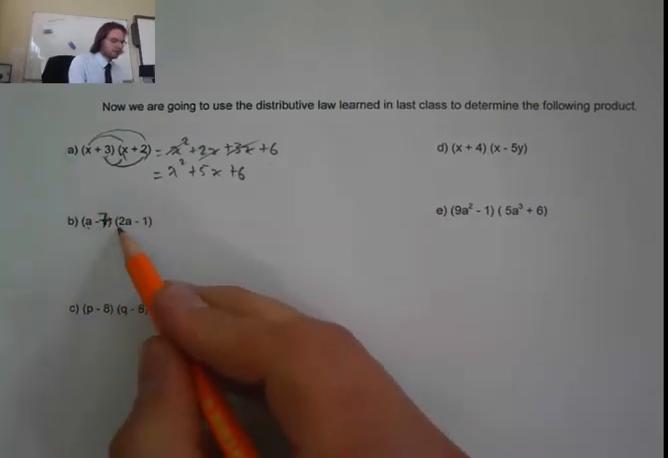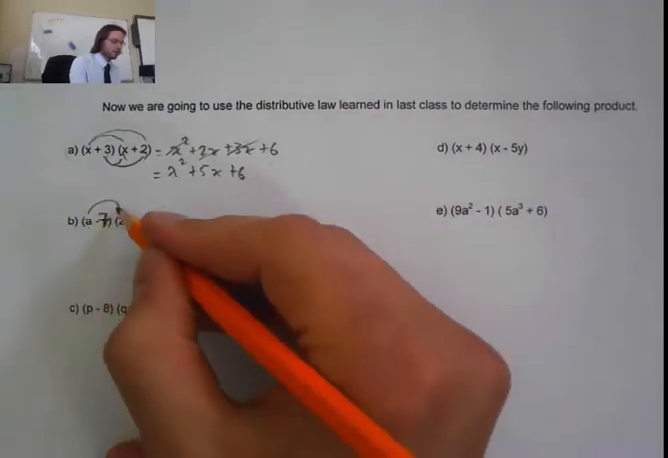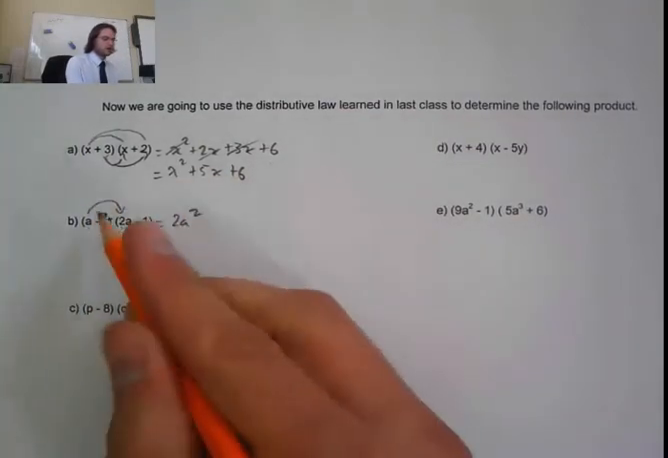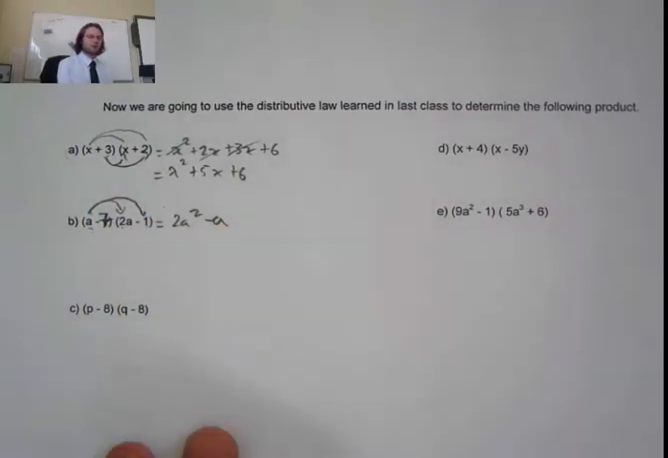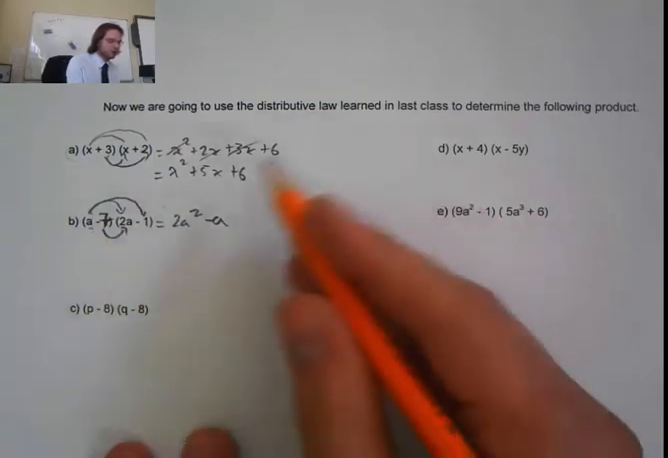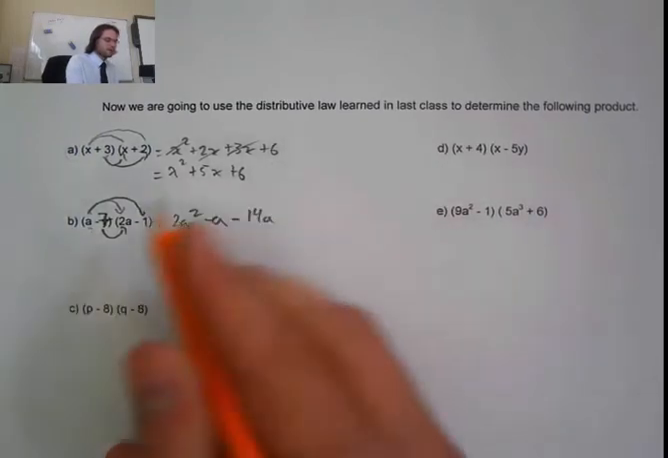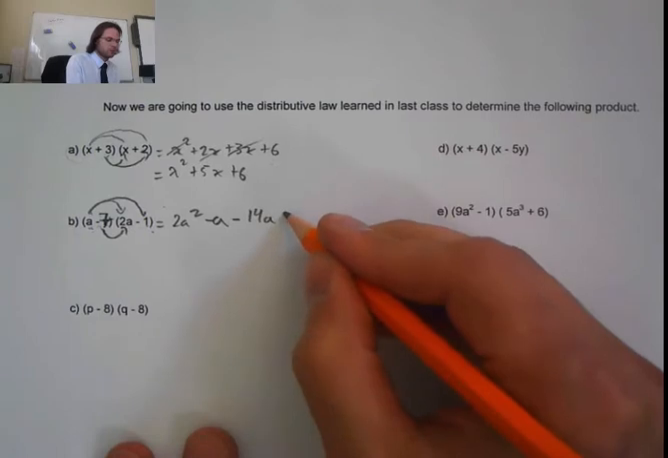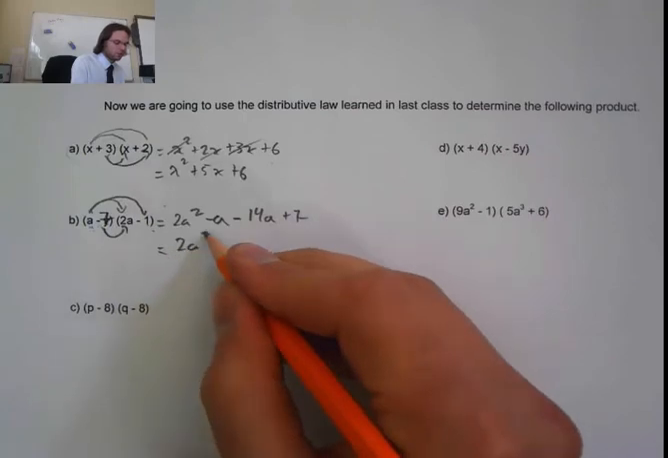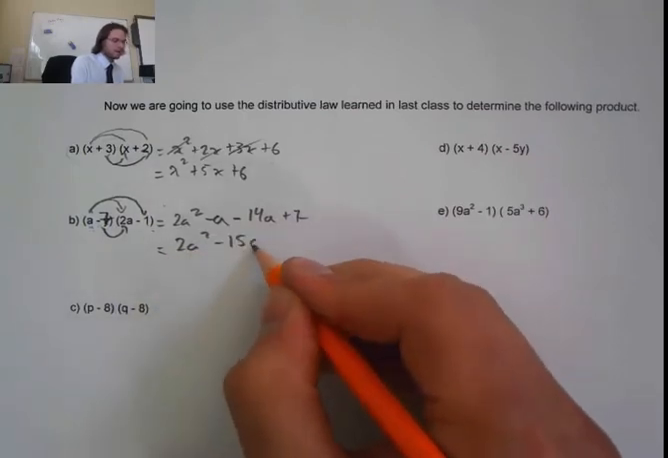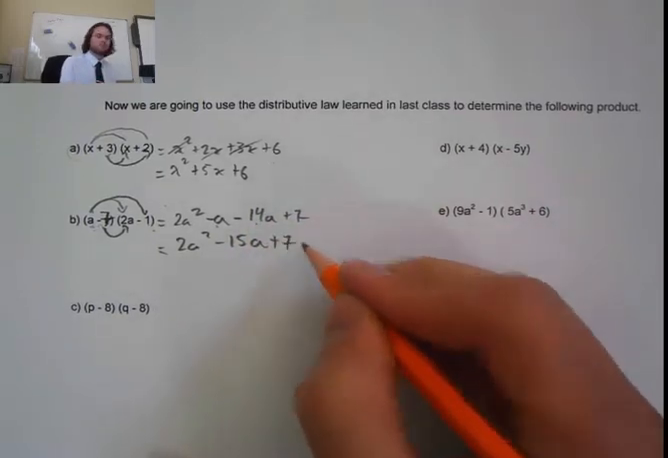So let's look at b here. We have a minus 7 multiplied by 2a minus 1. Okay? There, we first have to go a multiplied by 2a gives me 2a squared. Then we go a multiplied by negative 1 is going to give me negative a. Alright? Now I have to do the 7. 7 multiplied by 2a, and it's negative 7, so that's going to give me negative 14a. Then negative 7 multiplied by negative 1 gives me positive 7. So I combine this all together, I'm going to end up getting 2a squared minus 15a, because there's a 1, and 14 gives me 15a's, negative 15, plus 7. Alright?